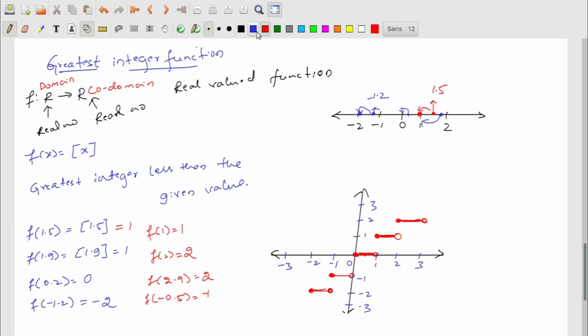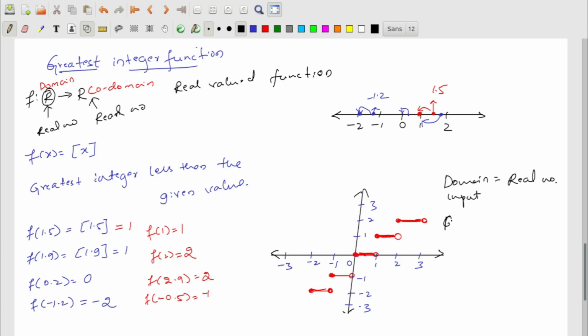And what is the domain and range of the function? Domain is the input value. What are the possible inputs? It is given here itself, all the real numbers. The possible inputs for the greatest integer function are all the real numbers. You take any point on the x-axis, the function is defined for that value.